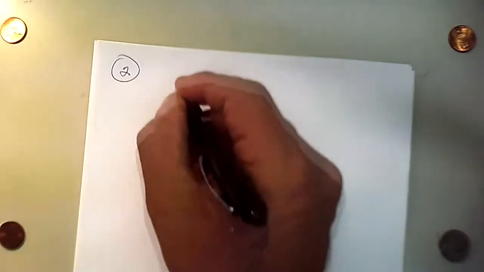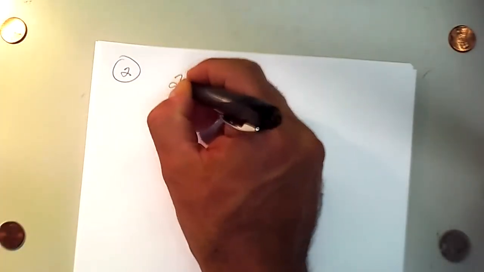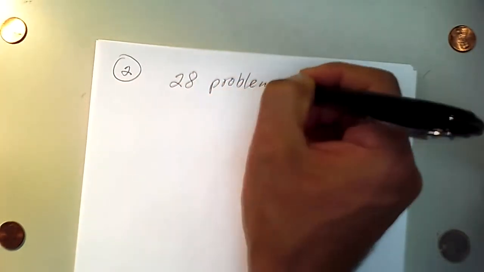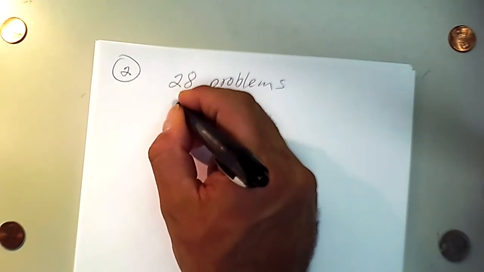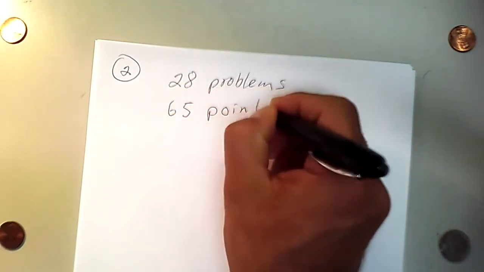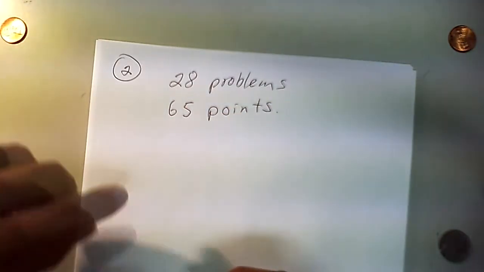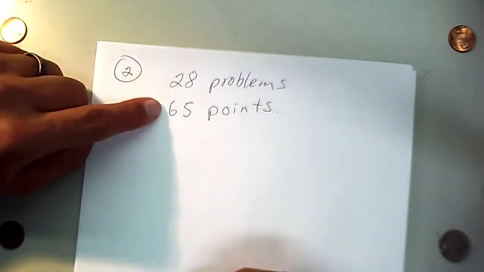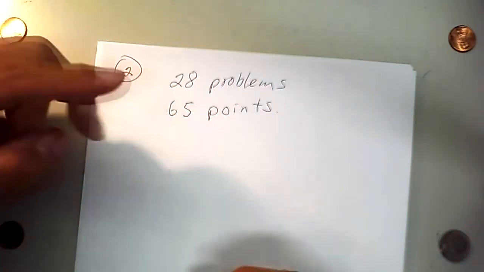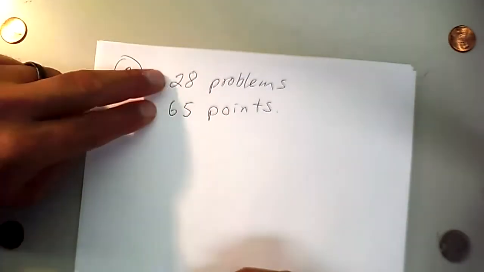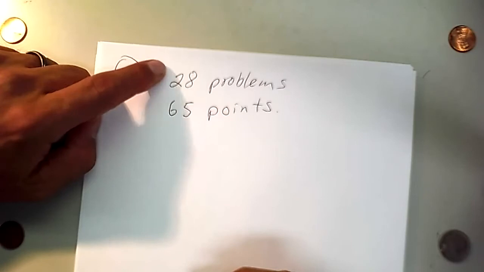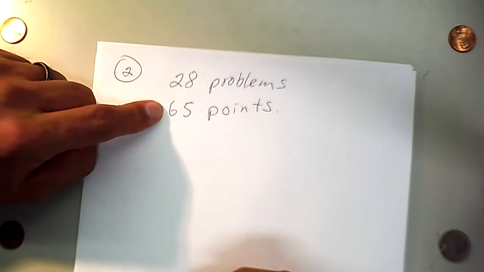Let's say we have 28 problems this time, 28 problems total. And I want the problems to be worth 65 points. Okay. So if each problem is 1 point, that's too little. We want to end up with 65 points. If each problem is 2 points, then 28 times 2 is 56, still too little.